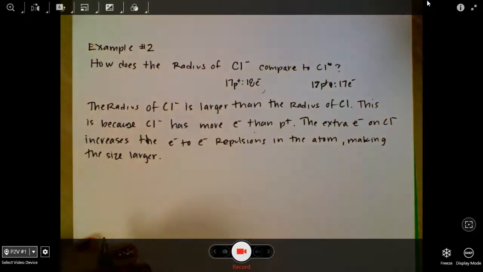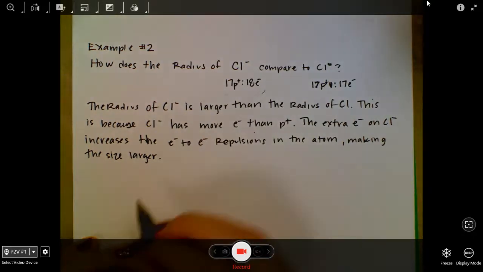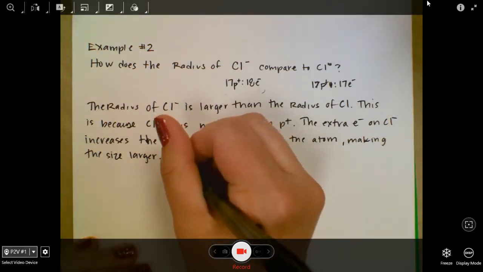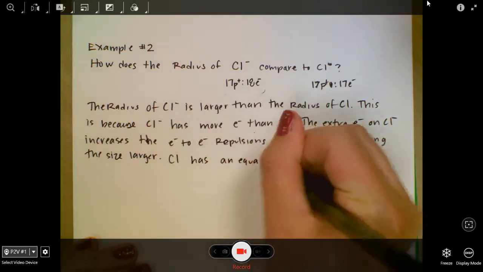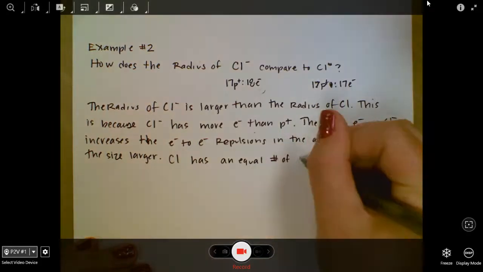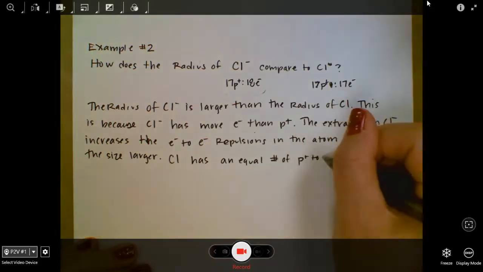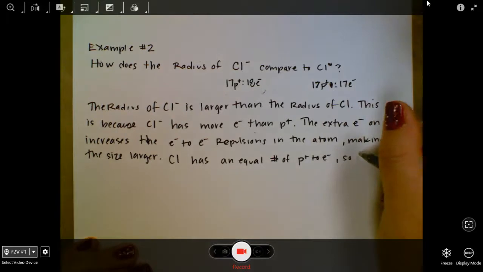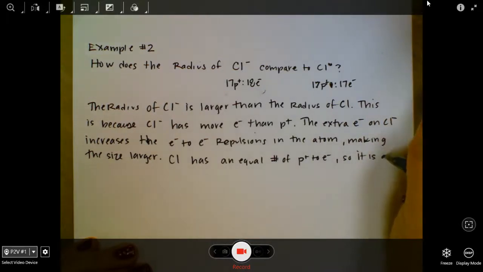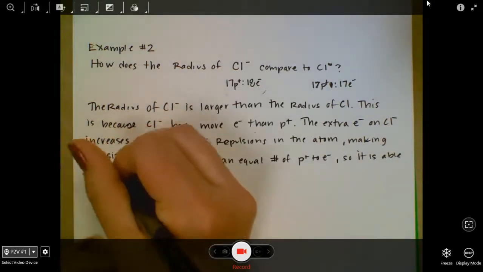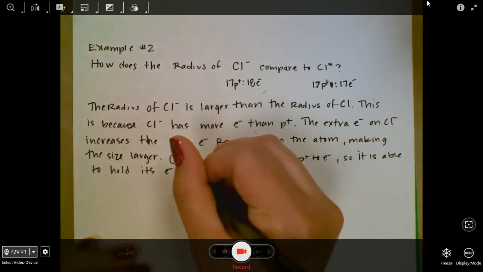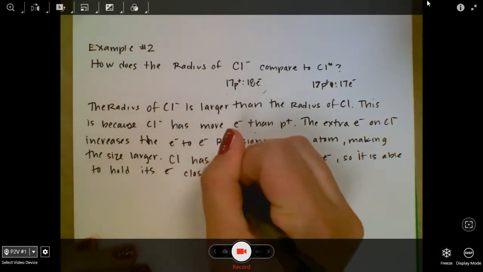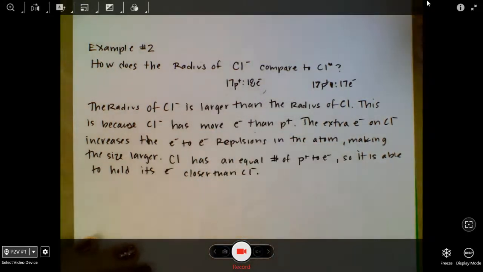And then I probably should talk somewhat about Cl as well. So I would say something like Cl has an equal number of protons to electrons, so it is able to hold its electrons closer than Cl minus. So when we're talking about these, you need to reference both of your elements.